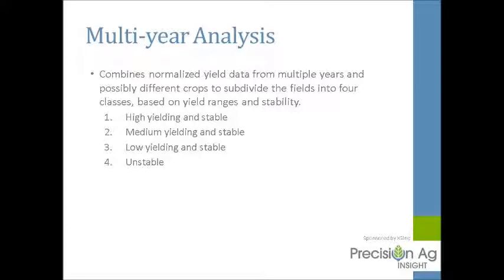Most of you are familiar with multi-year yield analysis. So basically we're trying to identify those high yielding and stable areas, medium yielding and stable areas, low yielding and stable, and then unstable areas. So that's really another step in using that yield data. Once again, it's got to be good, clean data going in. Otherwise, your zones are not as well defined, and you may have a lot of error involved in that.